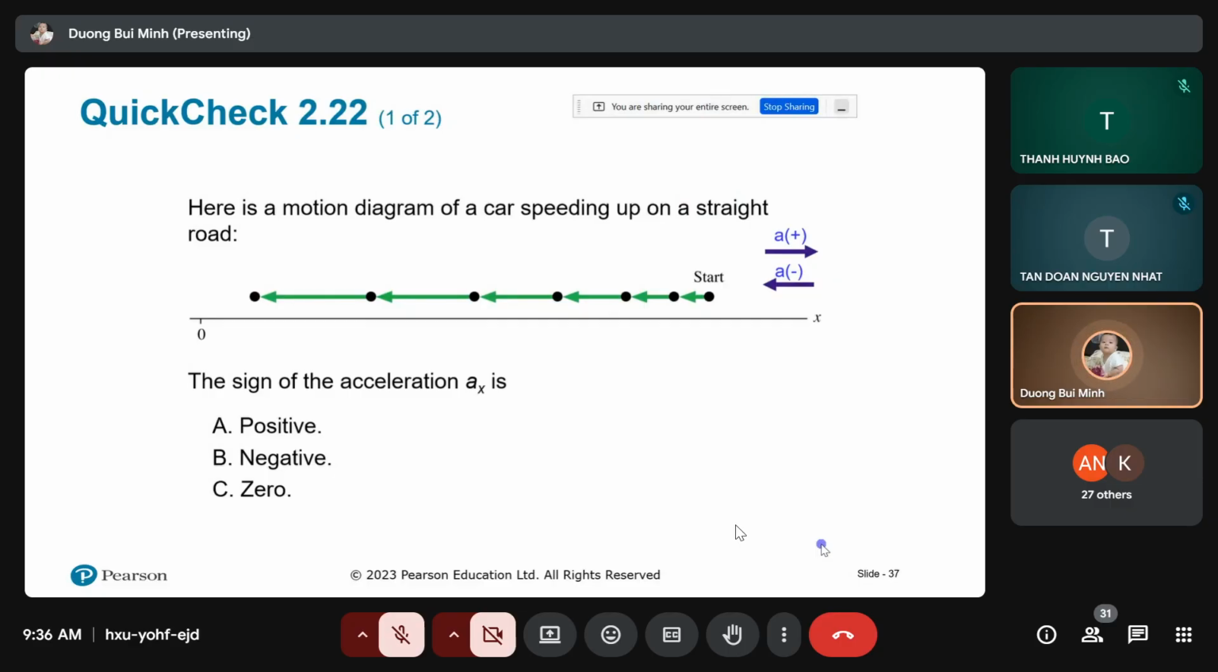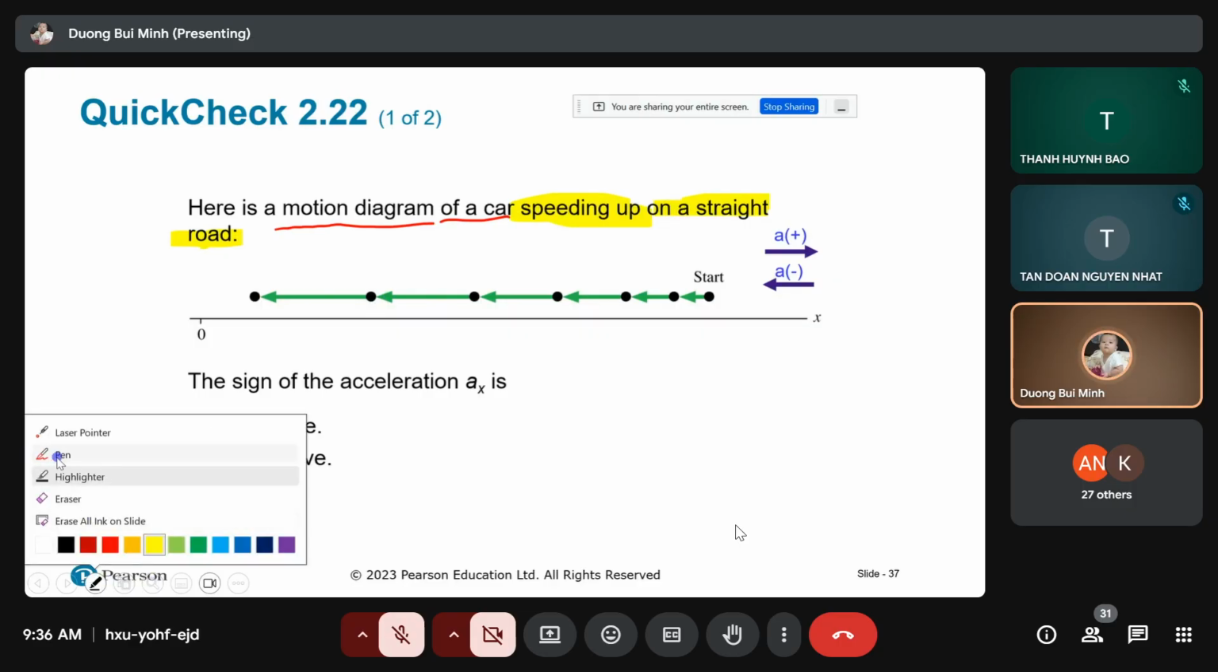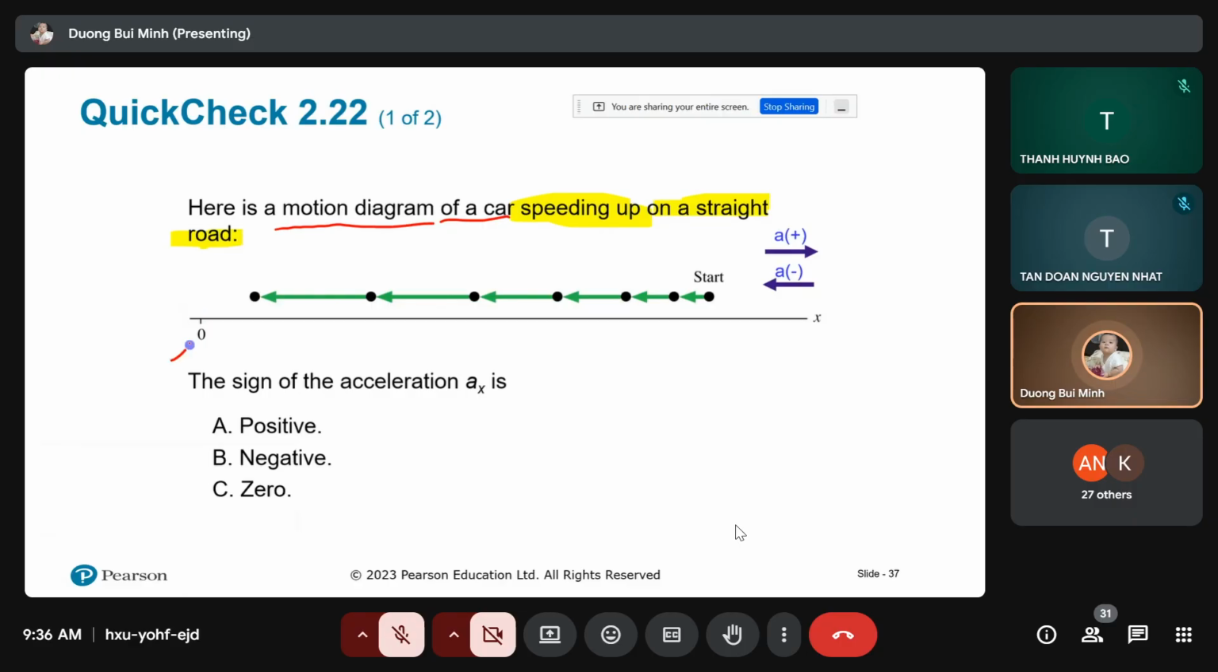We also have some multiple choice questions. Here is a motion diagram of a car speeding up on a straight road. Look, this is the origin. If we go in this direction, you get positive. We mentioned before, this is the first step. And if we go in this direction, you get negative.